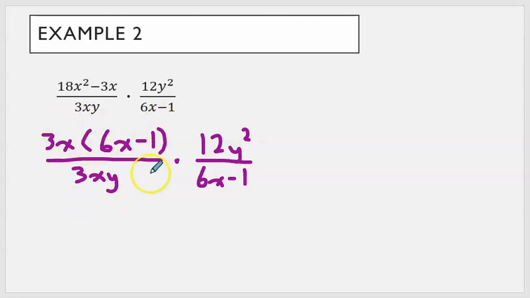So within this fraction on the left-hand side, I see a 3 times x times something, and on the denominator, I see 3 times x times something. When you're multiplying, it's okay to cancel out part of it. So I'm going to cancel out the 3 times x with the 3 times x.